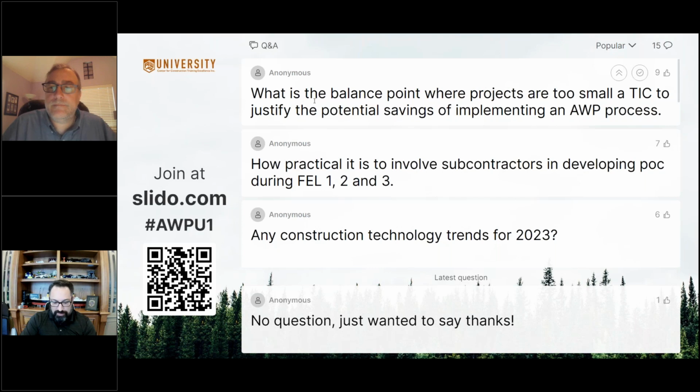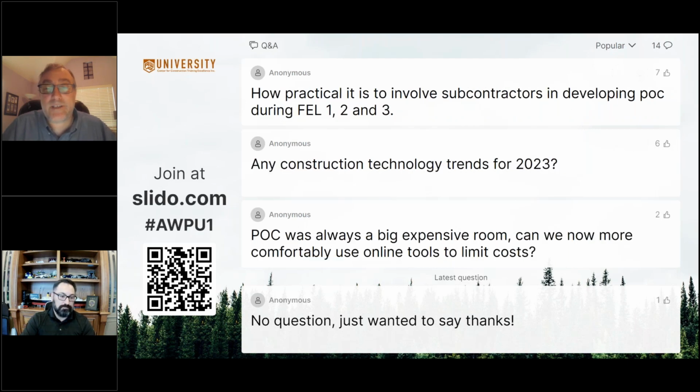So thanks for that, Eric. So next question: what is the balance point where projects are too small of a TIC to justify the potential savings of implementing an AWP process? I'd say for your first project, you want to do a decent sized project, but this can be used on small cap work and shutdown turnaround type of work, right? So, above 20 million is what some of the major owners break it down to.